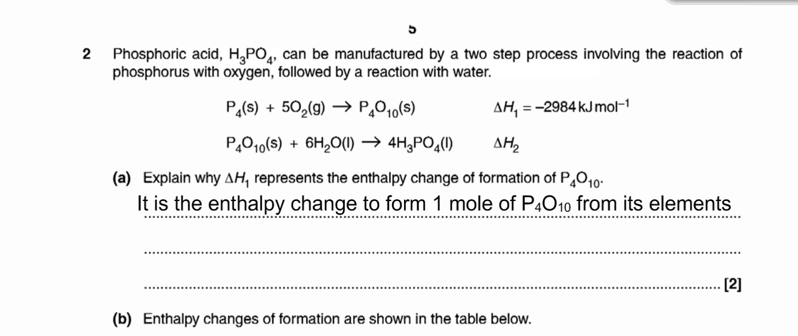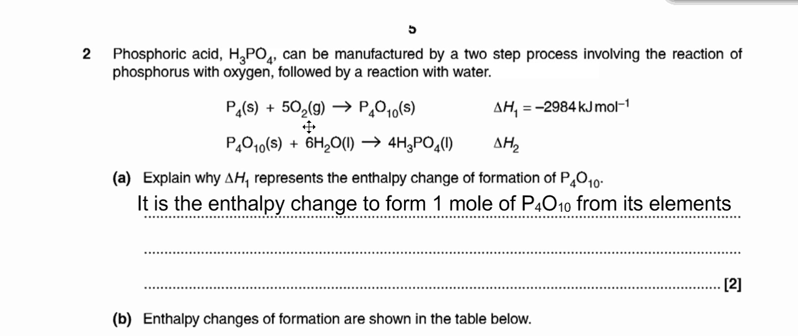Phosphoric acid being manufactured, two-step process. We're looking at delta H1, the top equation here, and part A is asking you, does delta H1 represent the enthalpy change of formation of P4O10? This is a roundabout way. You've got the answer there, unfortunately for you, already. This is a roundabout way of asking for a definition of enthalpy of formation.